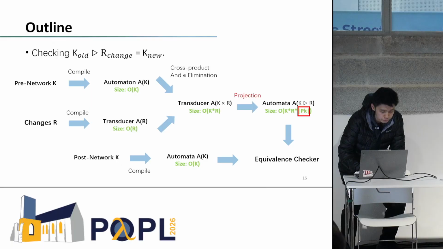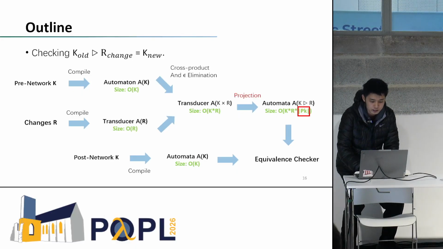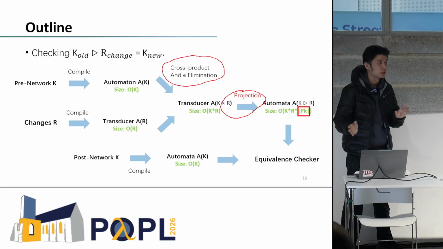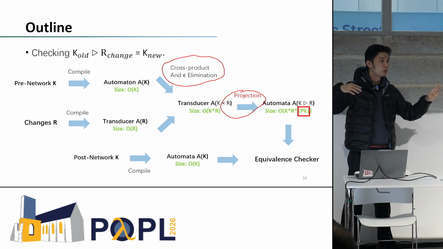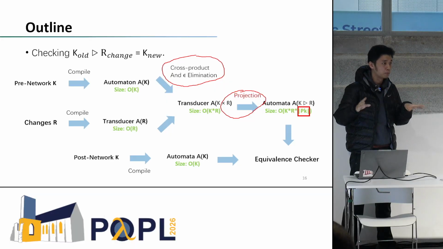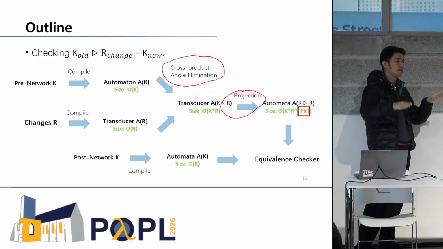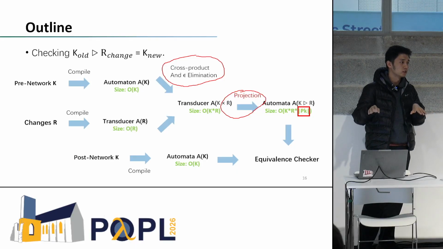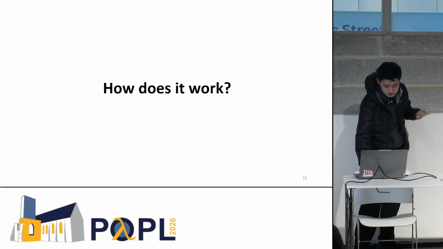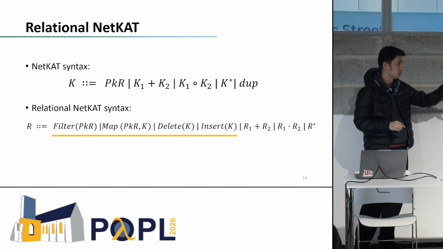Yeah. Thank you for your question. This is actually a point we omitted in our talk. That is, we directly go to the projection step here. But before the projection, there is a step called cross product and epsilon elimination, which turns the transducer, which may map words of different lengths, into a transducer that is length preserving. So there's a pre-processing before this projection step, so that we only need to care about the length preserving mapping. So we can also deal with non-length preserving trace translation using kind of delete and insert. These two are non-length preserving.